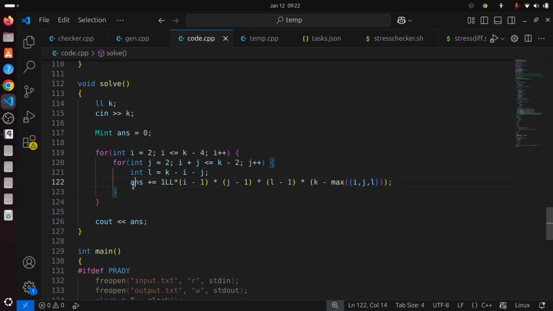And then in my answer I will add (i minus 1) into (j minus 1) into (l minus 1) into the f of g, right? Like this i, j, l triplet occurs this many times, right? And into f of g value. So the contribution of f of g value would be this much. So I'll multiply them and add it to my answer, and then print the answer. Okay. So this was the problem number 1.